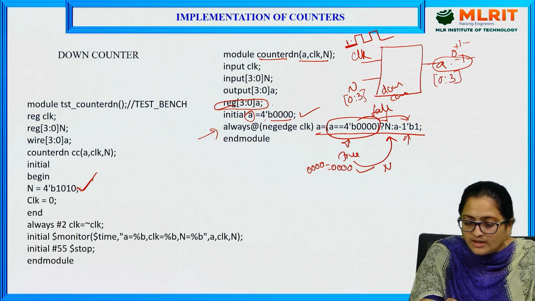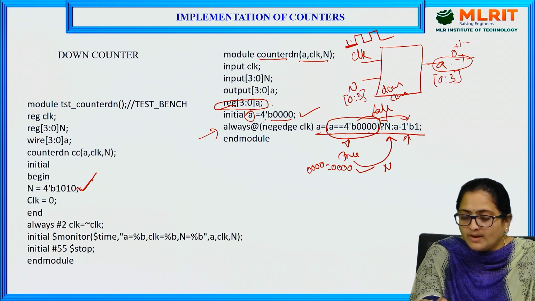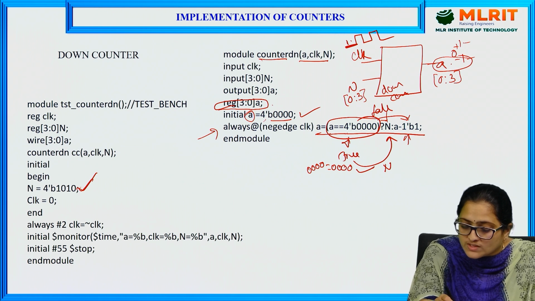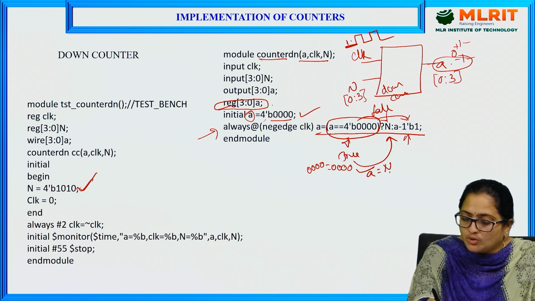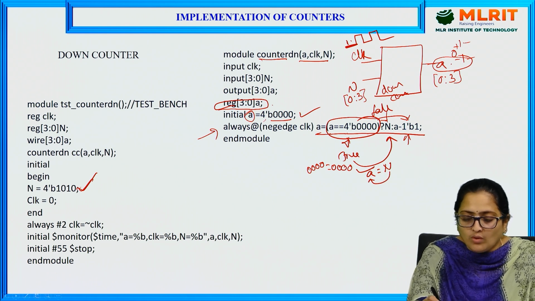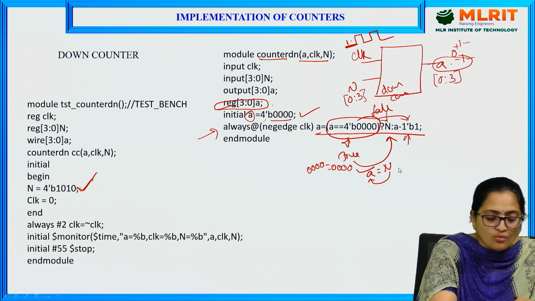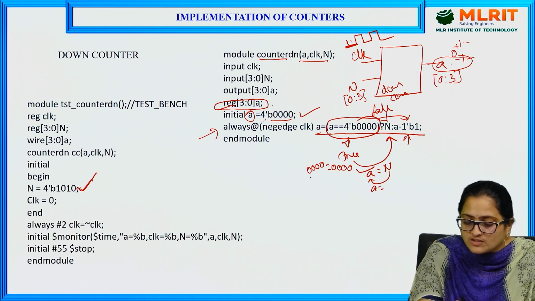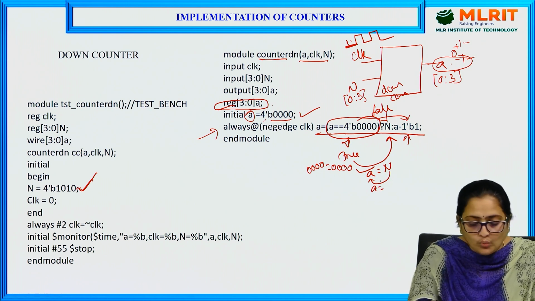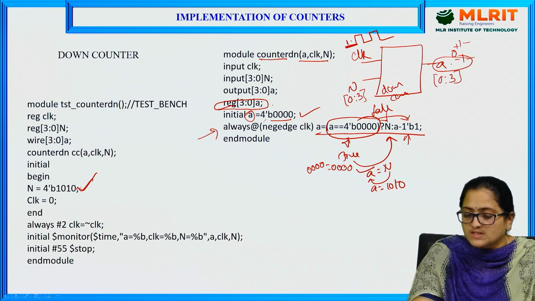As the A value and this 4-bit binary value of zeros are equal, the statement is true, so this condition is true, the statement jumps and it assigns the N value to A. It produces the N value to A. The N value has been given to the down counter as 1010. So now, as the statement is true, the A value will be given 1010.